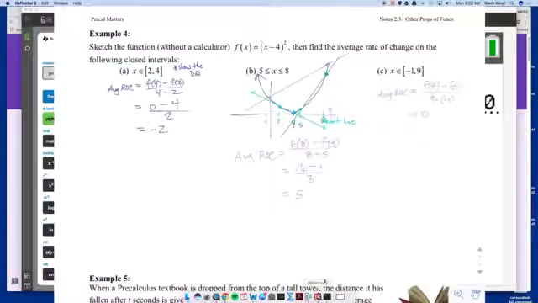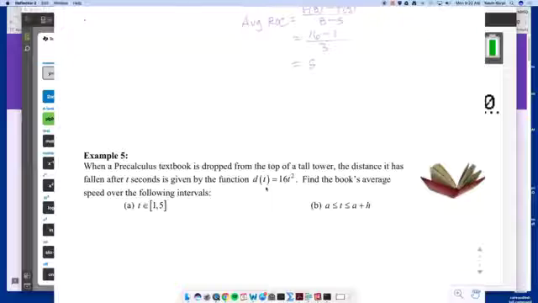All right, so now here's an application that actually has units. Instead of just working with an arbitrary graph with no units, it says when a pre-calculus textbook.